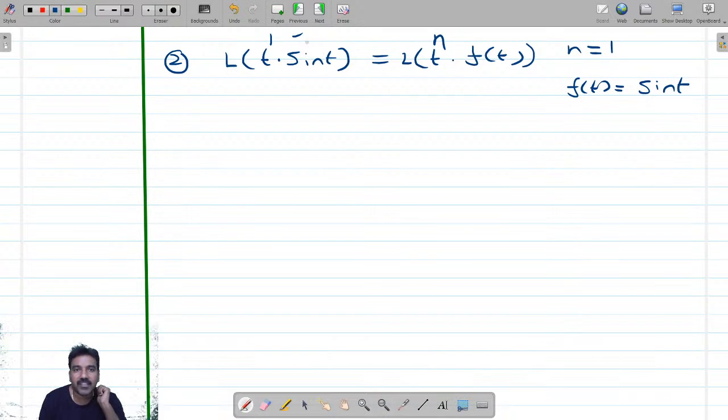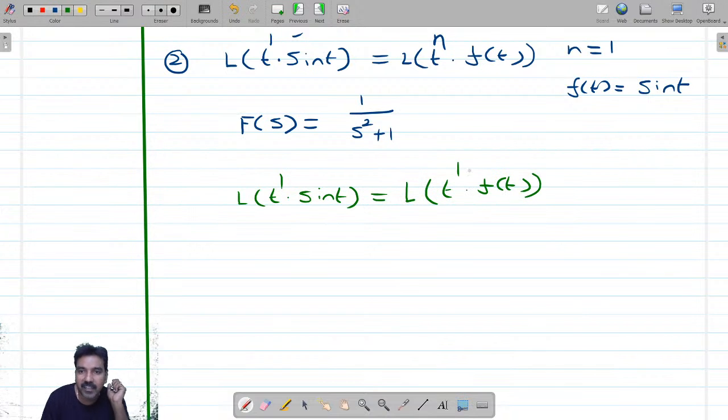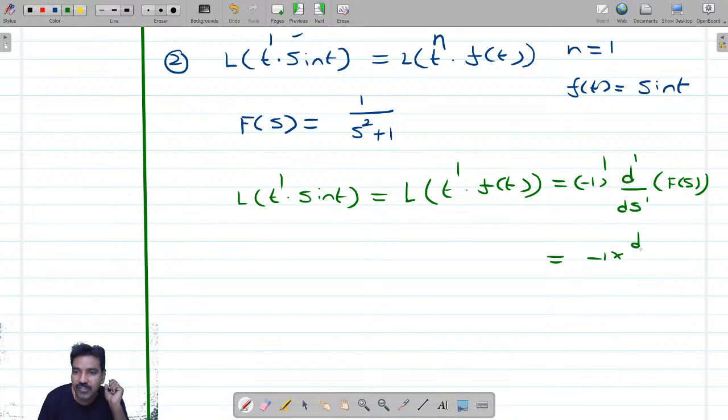So to get the Laplace of this, first of all, let us try to know Laplace of sin t. Here capital F of s, the Laplace transform of sin t, is 1 divided by s square plus 1. But I need Laplace of t power 1 into sin t. This is nothing but Laplace of t power 1 into small f of t. Here n value is 1. So according to multiplication by t power n, this is minus 1 whole power 1 into d power 1 by ds power 1. That means we need to find the first order derivative. Already we have calculated capital F of s. So this is minus 1 into d by ds of 1 divided by s square plus 1.